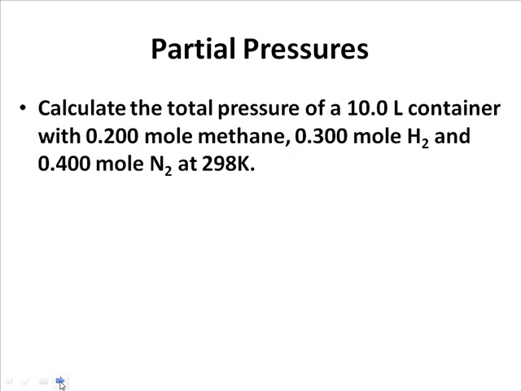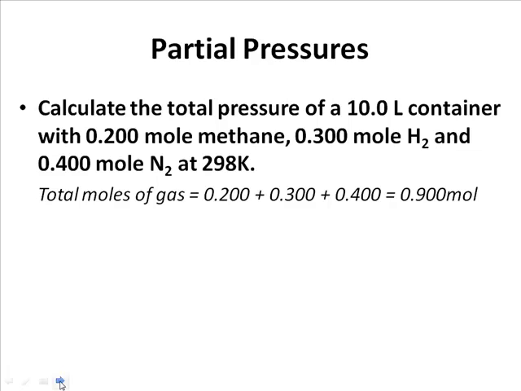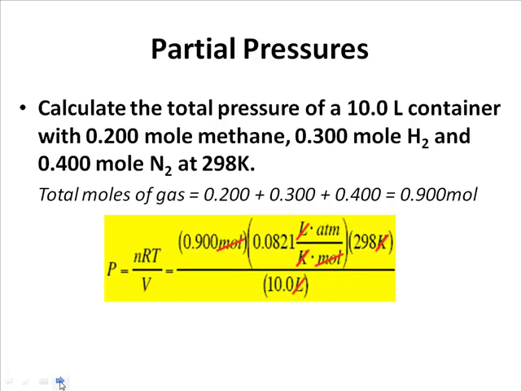Here's an example problem. It says calculate the total pressure of a 10-liter container with 2 moles of methane, 0.3 moles of hydrogen, and 0.4 moles of nitrogen at 298 Kelvin. Well, first thing we need to do, in order to get the total pressure, is get the total amount of moles. So when we add those up, we get 0.9 moles. Now that we have the total amount of moles, the temperature and the total volume, we simply plug those in and solve for P. And when we do that, we get 2.20 atmospheres.